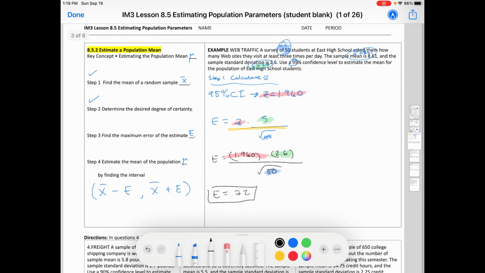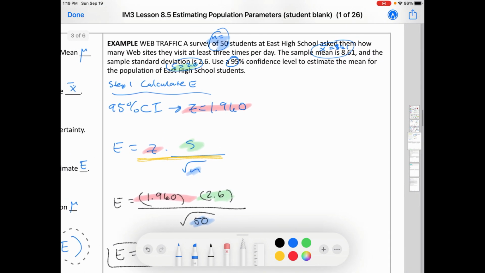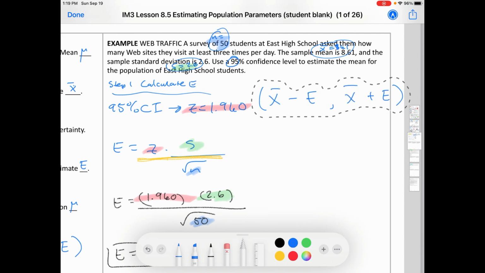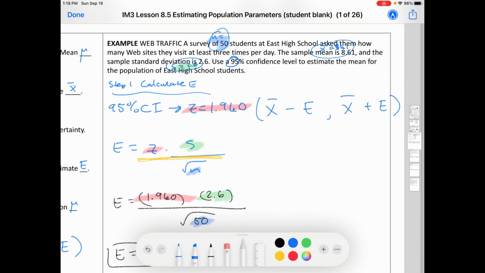Okay, let's review what we've done. Step 1, we found x bar from the information above. Yes. Determine the degree of certainty. Yes. 95% gives me z, 1.960. We found E. Estimate the mean of the population by finding this interval. Okay, so hey guys, magic. This is the formula that I need. Boom.